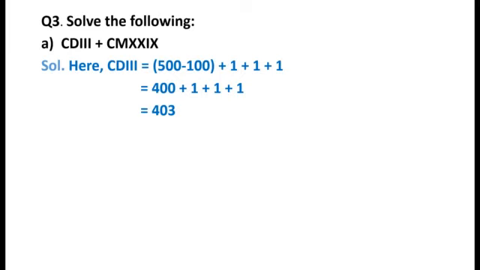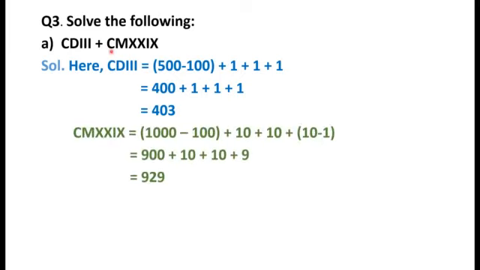Now we will see for CMXXIX. C is 100, M is 1000. So the smaller one is again coming first. That is why we will subtract C from M. That is 1000 minus 100. So when we subtract 1000 minus 100, we will get 900. Then for X and X, 2 times X, we will add 10 plus 10, and then IX.